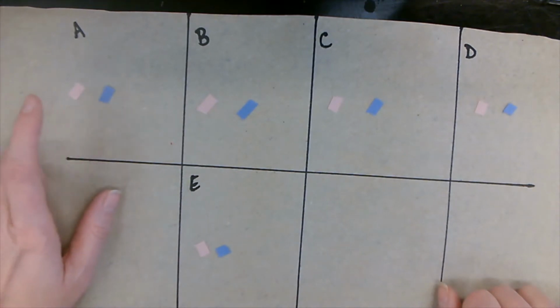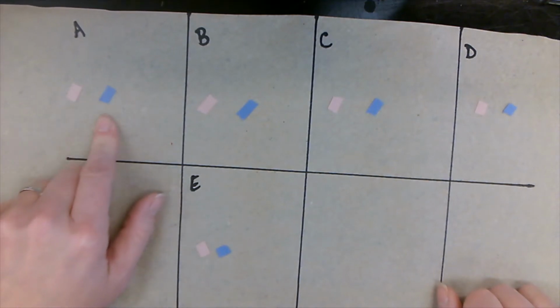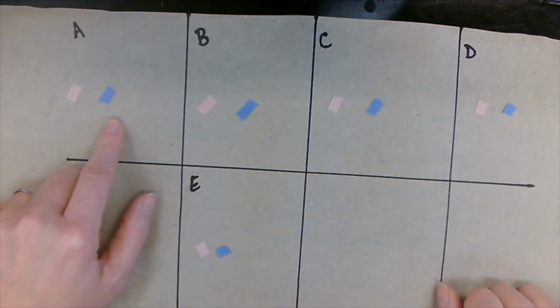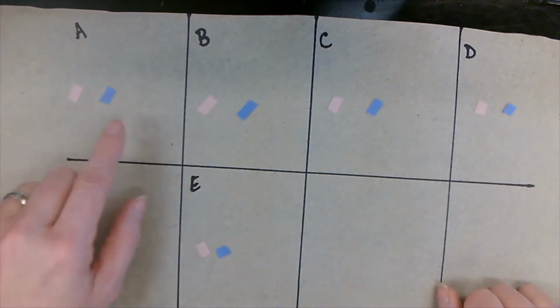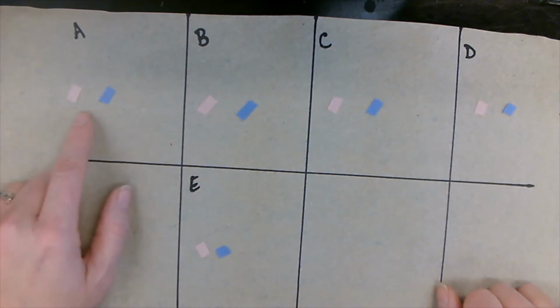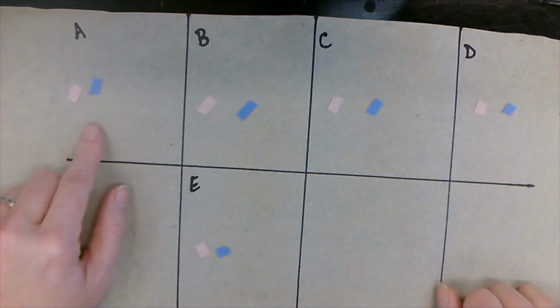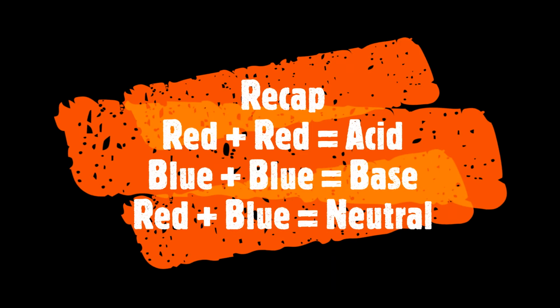So the red litmus paper either stays red or turns blue, and the blue litmus paper either stays blue or turns red. Now, if the red litmus paper turns blue, that means we have a base. If the blue litmus paper turns red, that means we have an acid. However, if both of them don't change color, they stay the same color, that means we should have a neutral. Let's test this.